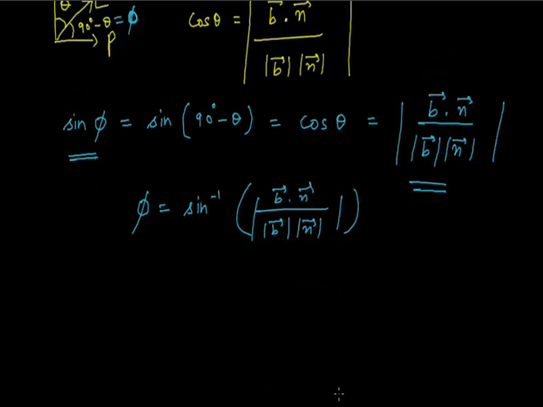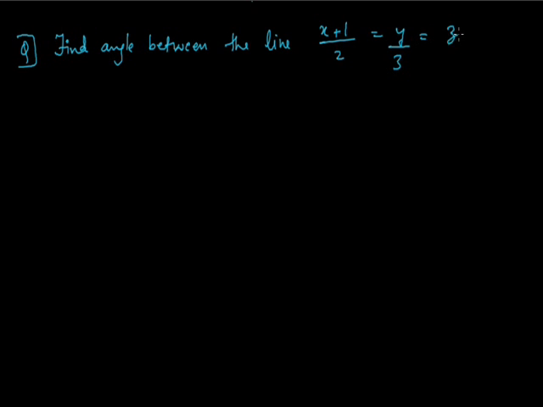Let's take an illustration. The question is: find the angle between the line whose equation is (x plus 1) upon 2 equals y upon 3 equals (z minus 3) upon 6, and the plane 10x plus 2y minus 11z equals 3.